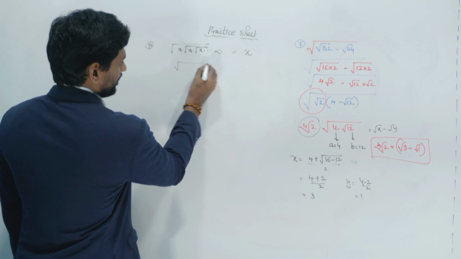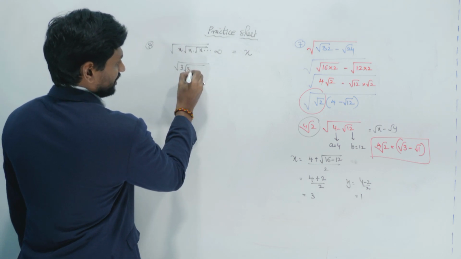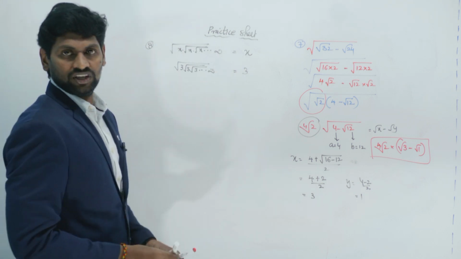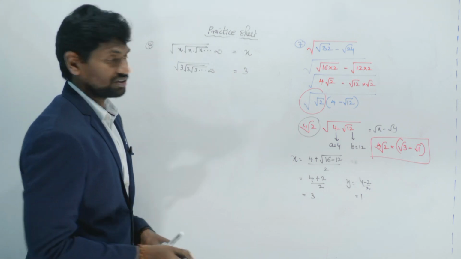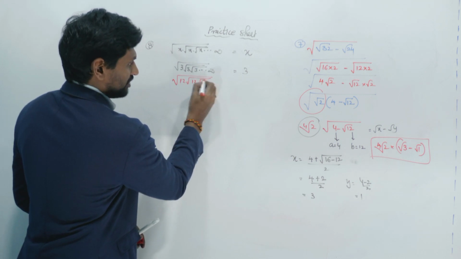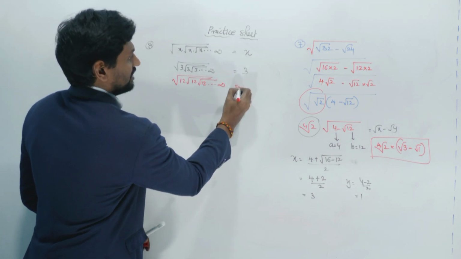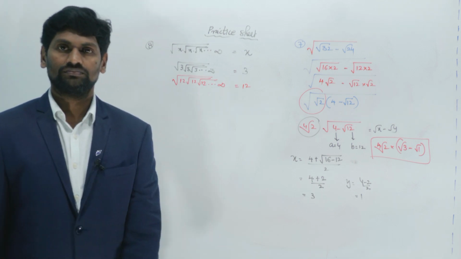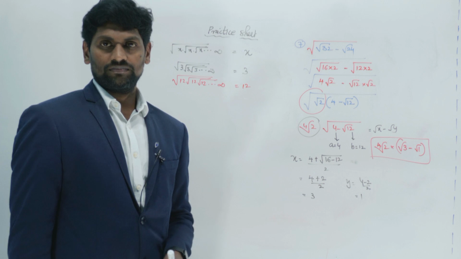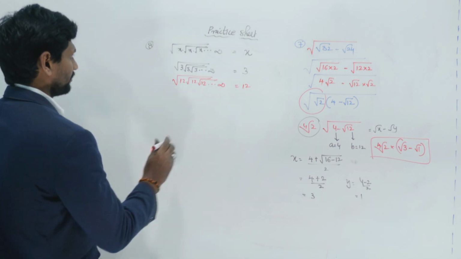For this also you can take 3 into root over 3 into root over 3 and so on infinity times, the answer is 3. Got it or not? Or root over 12 into root over 12 into root over 12 and so on infinity, the answer is 12. Clear? Because there are no other symbols between them. You can remember it like this.